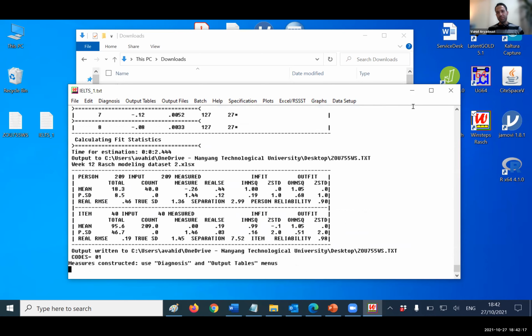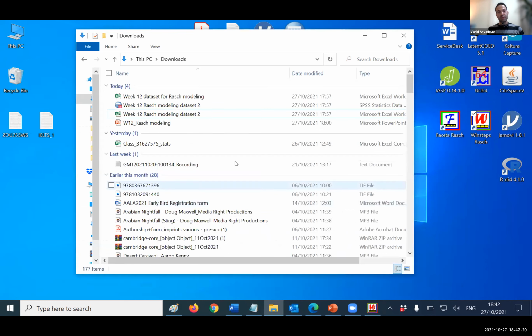Okay, pop quiz. I have a second data set. Week 12 data set for Rasch modeling. Convert this into a WinSteps input file. I'm going to give you 2 minutes. I'm going to pause recording.